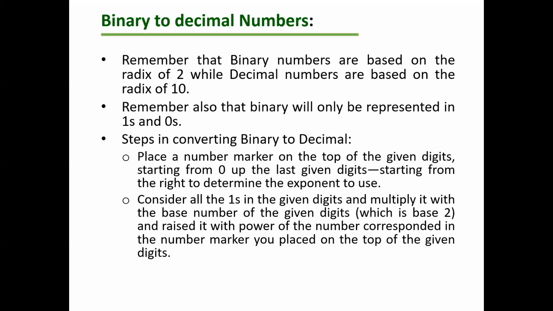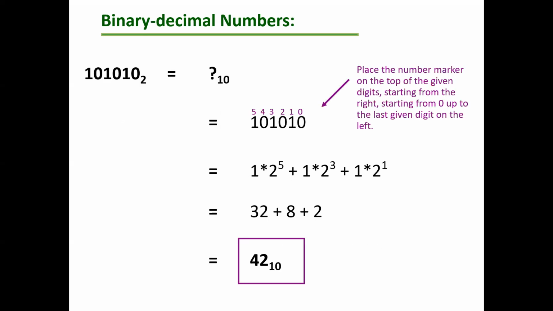And second step, consider all the ones in the given digits and multiply it with the base number of the given digit, which is base 2, and raise it with power of the number corresponded in the number marker you place on the top of the given digits. So medyo hindi natin maintindihan pagka binasa natin. Pero pag dinemo ko na yan, maiintindihan nyo na yung mga steps na yan.